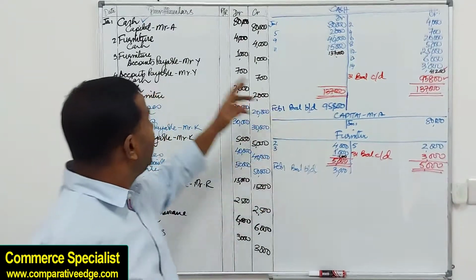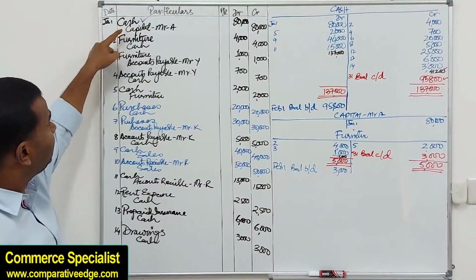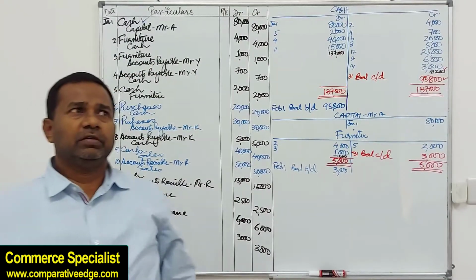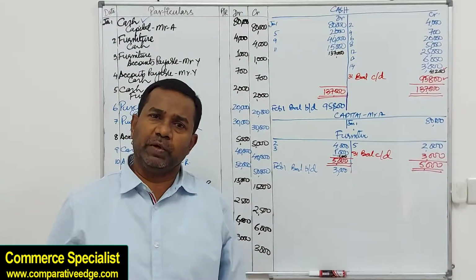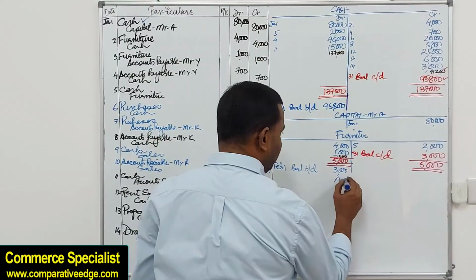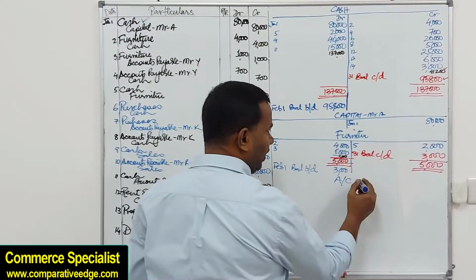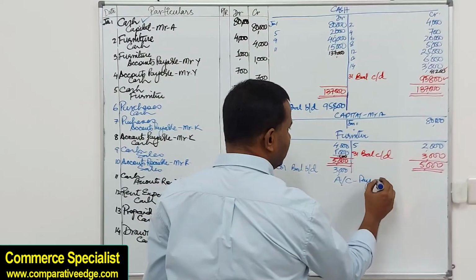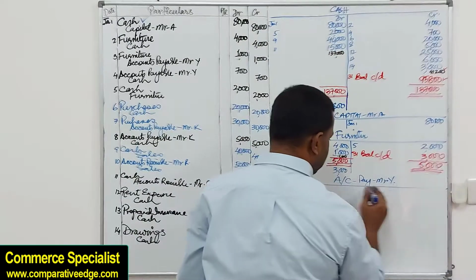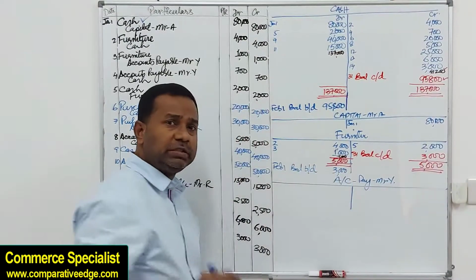So I'm done with cash. I'm done with capital. I'm done with furniture. Now accounts payable is left. One T account known as accounts payable. So I make a T account known as accounts payable. I'm using short form, accounts payable, Mr. Y. A T account.